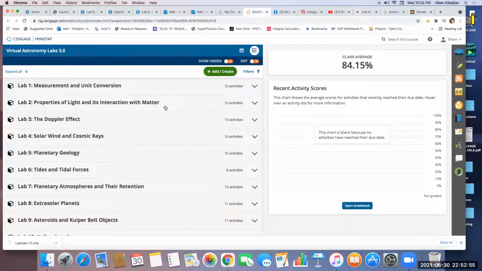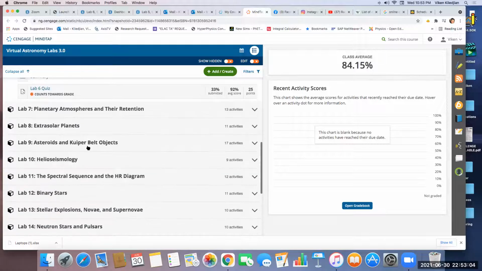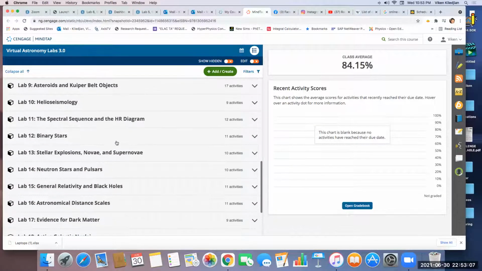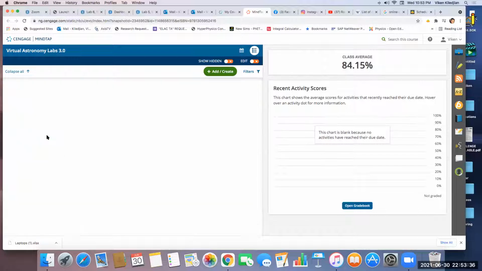So let's go to our next lab, which is the spectral sequence and the HR diagram. That's lab 11. We're going to do a lot of good stuff here. We're moving into the astronomy about stars now, and what kind of information we can glean about them from studying their spectral types. So, introduction.